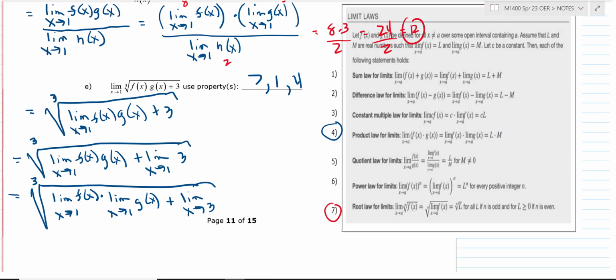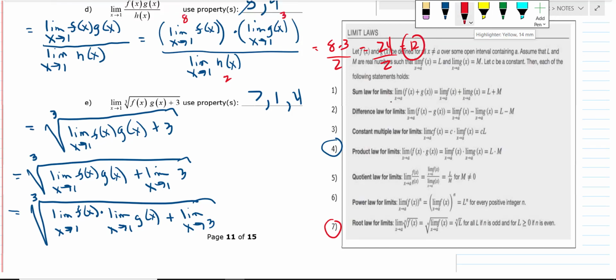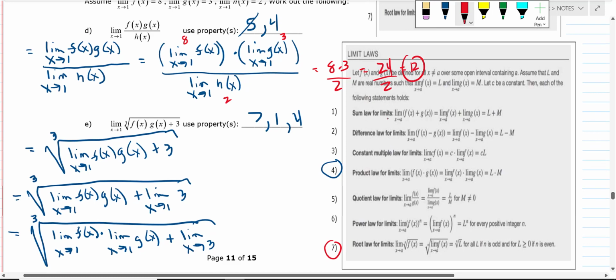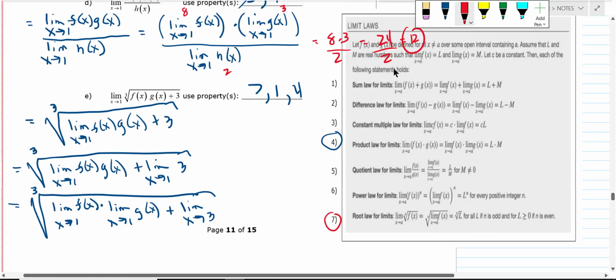That was a little bit harder one because you're now using 3 properties. And then from here, it's just a matter of, well, we know these things. The limit of f of x was, what was that, 8? Yeah, go ahead.